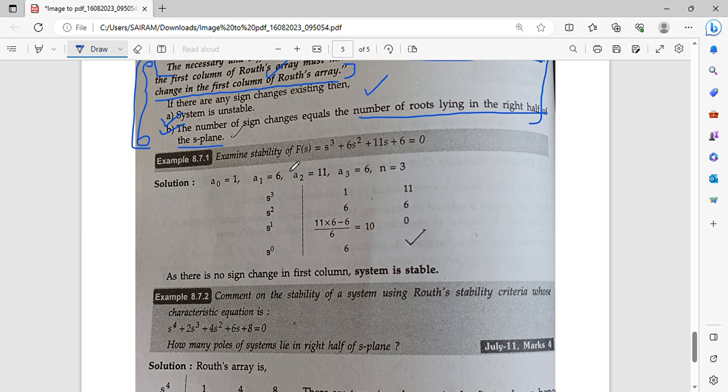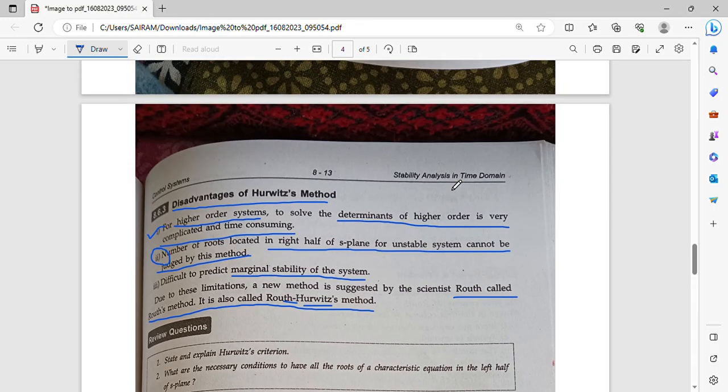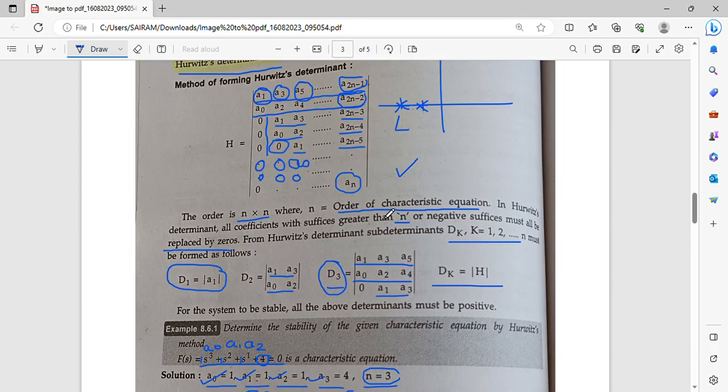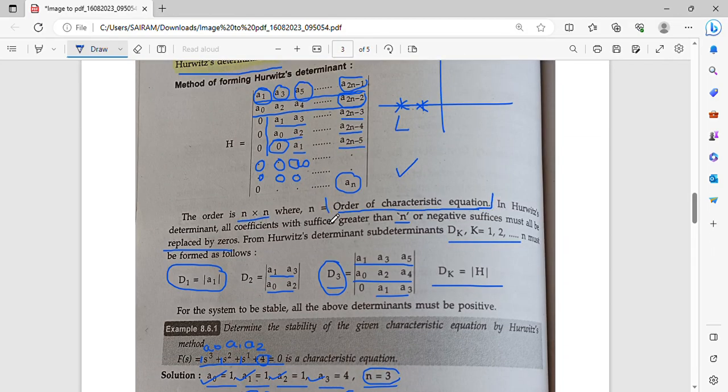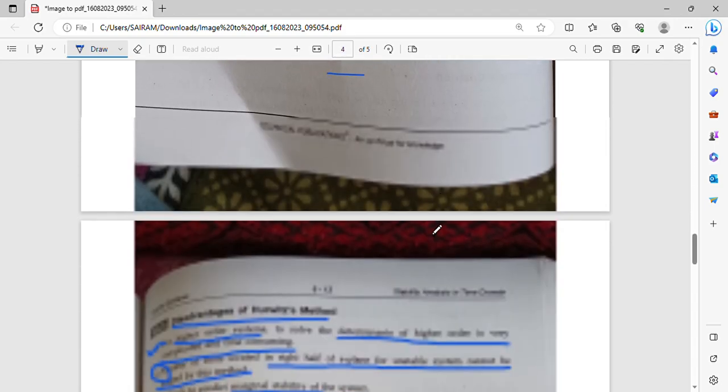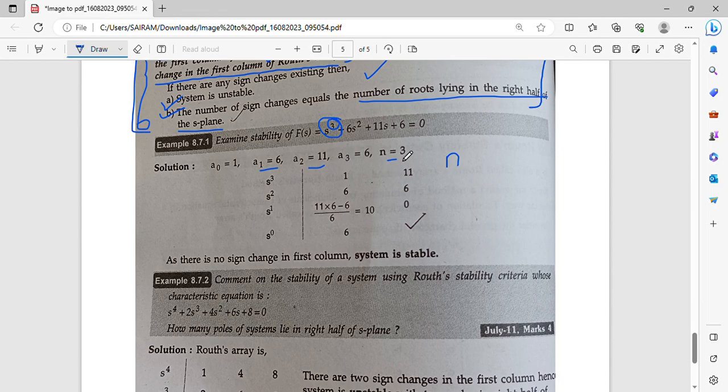Examine the stability of the system, that is f of s is equal to s cube plus 6s square plus 11s plus 6. So a0 is 1, a1 is 6, a2 is 11, and n is equal to 3. What is n? N is nothing but the order of the characteristic equation. The order of the characteristic equation is given here, and that n is equal to 3, right?